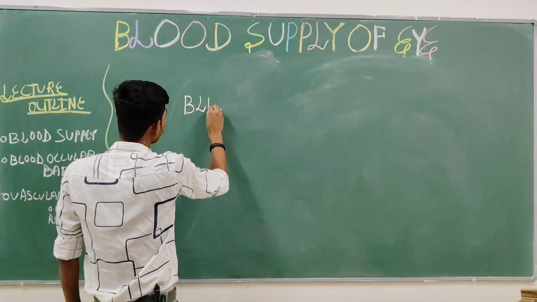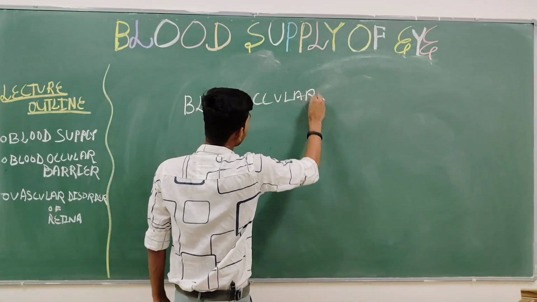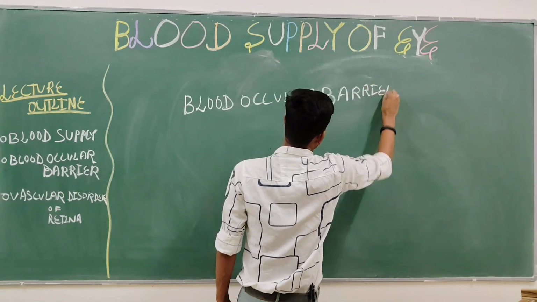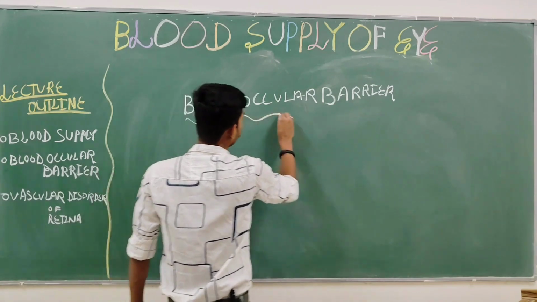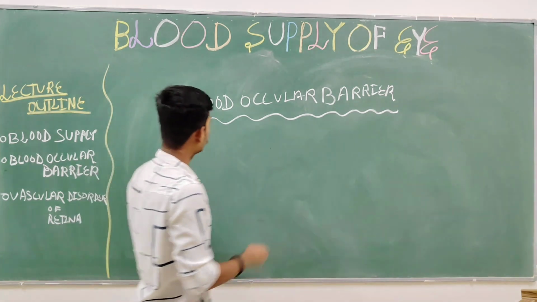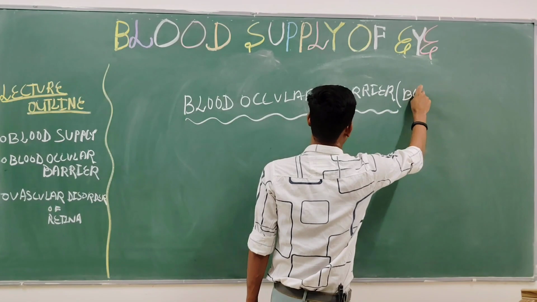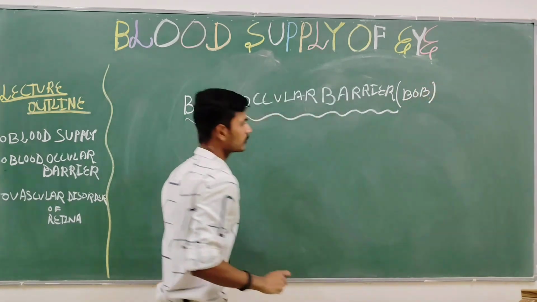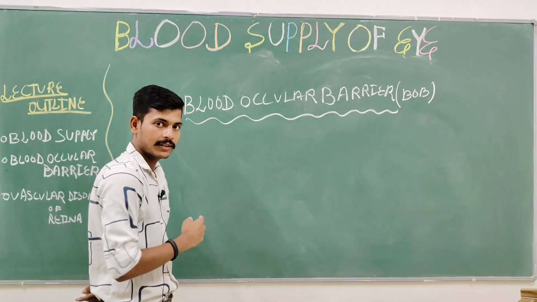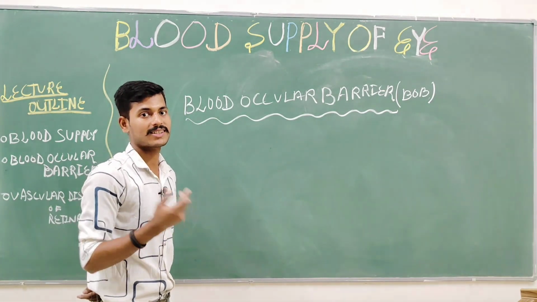Blood-ocular barrier. In short, you can call it BOB. This is the one physical barrier which is separating blood not only from the retina, but also from the ciliary body.